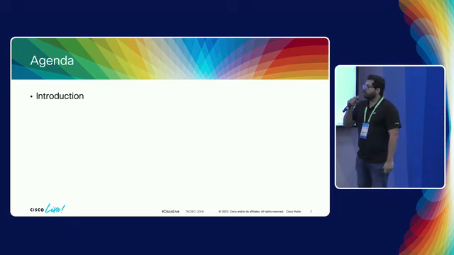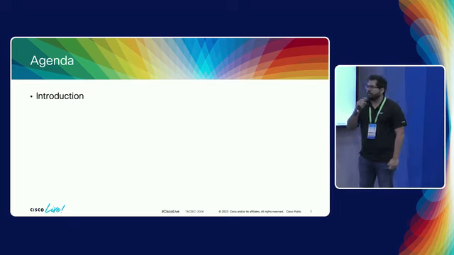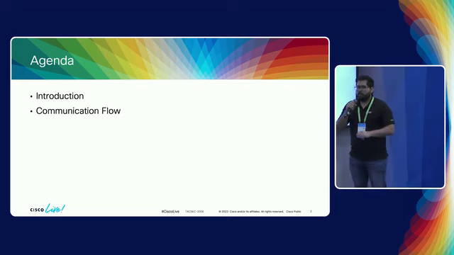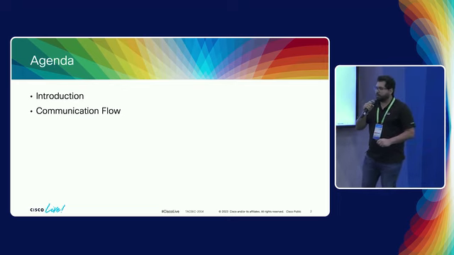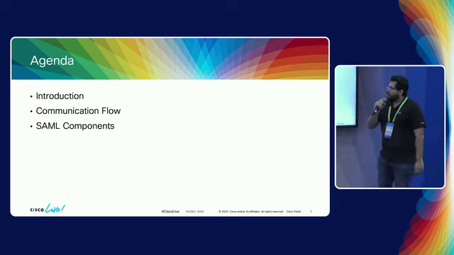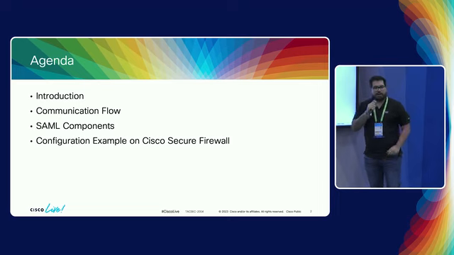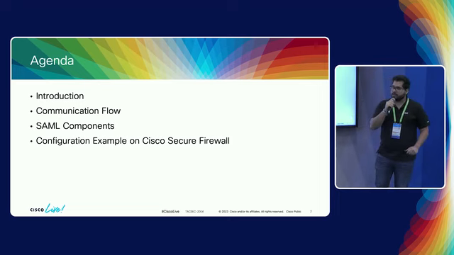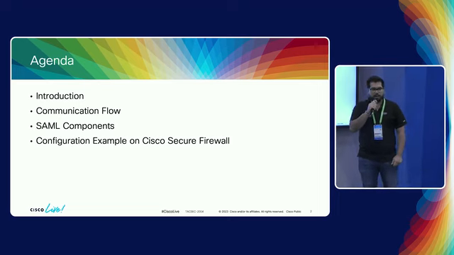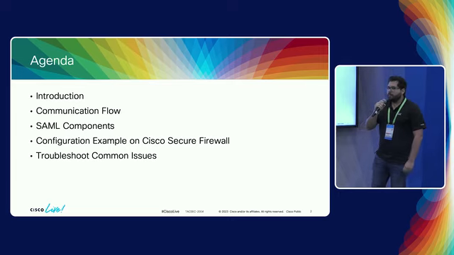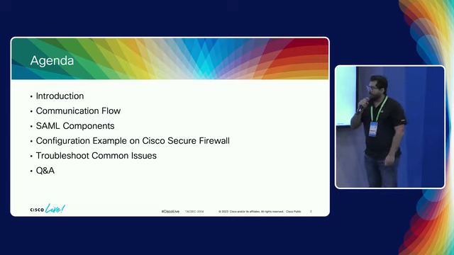And this is the agenda for today. We will start with a brief introduction of the topic. Eventually, in order to troubleshoot issues related with SAML, we'll need to understand the communication flow for SAML authentication, and know the SAML components. We will review a very basic configuration example on Cisco Secure Firewall, and eventually we will get to the main point of the presentation: troubleshoot common issues. At the end of the session, we will have a brief session of question and answers.